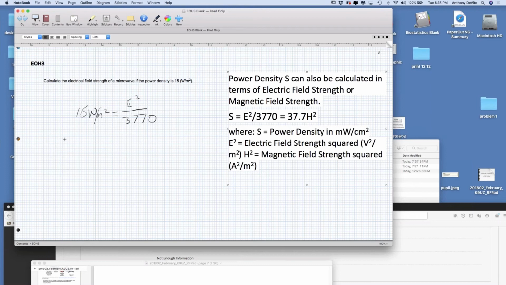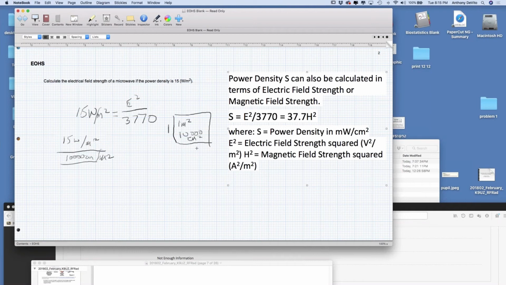So I'm going to take that 15 watts per meter squared, and I'm going to divide that by 10,000 centimeters squared per meter squared. So the equivalence here is that 1 square meter is equivalent to 10,000 square centimeters. Okay, and we can prove that here.